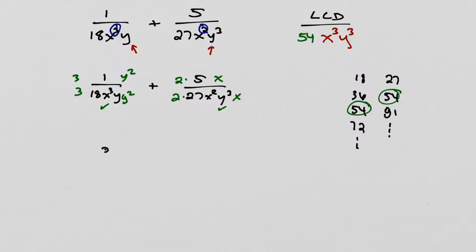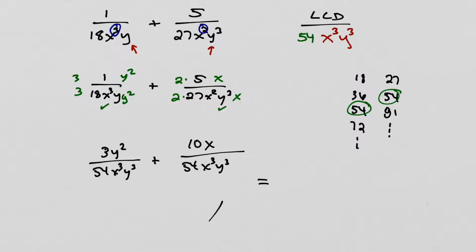In the first one, I've got 3y squared over 54x cubed y cubed. Then I have 10x over 54x cubed y cubed. And that adds up to give me 3y squared plus 10x all over 54x cubed y cubed. And if you look at this, there really isn't anything that we can simplify or cancel off.